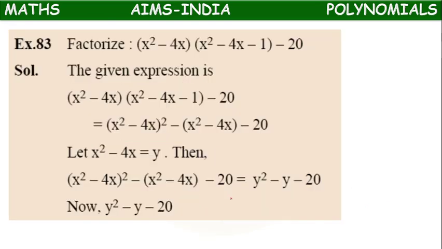Next. Factorize, this multiplication is there, again minus 20. So here, as we have multiplication, we have to multiply these two first. We have to simplify this expression first. After simplification, we have to go for factorization. First, we have to simplify. So first we will multiply with the x square.